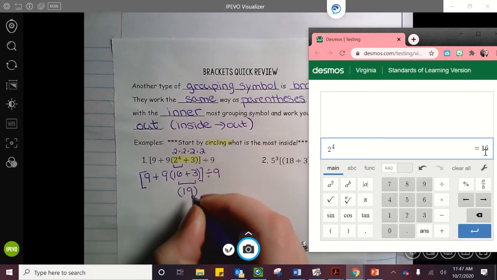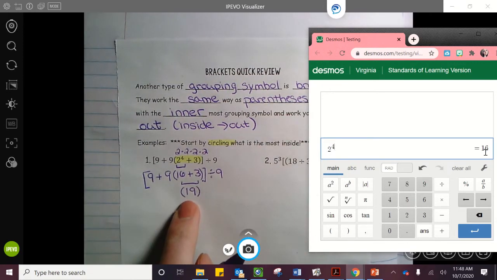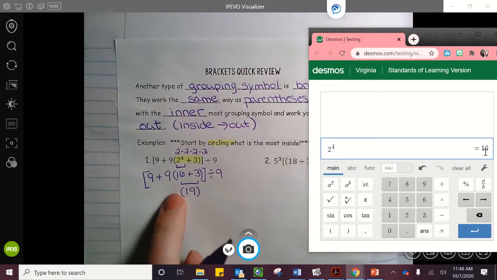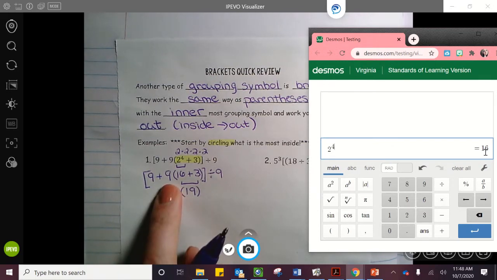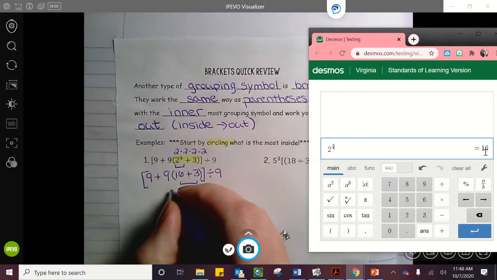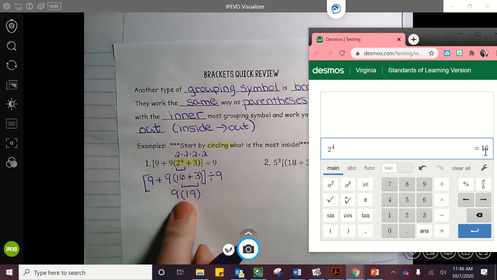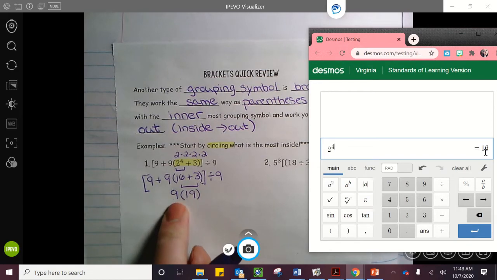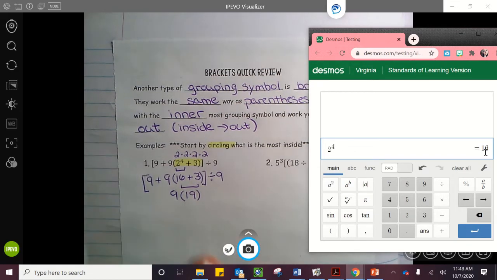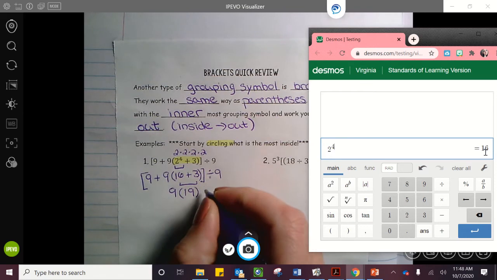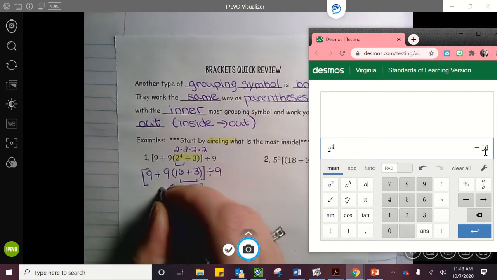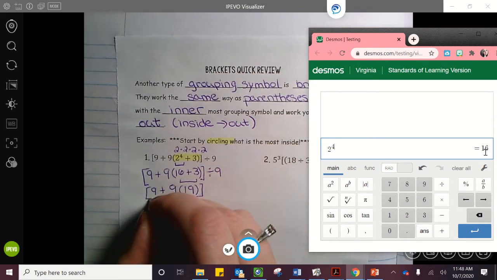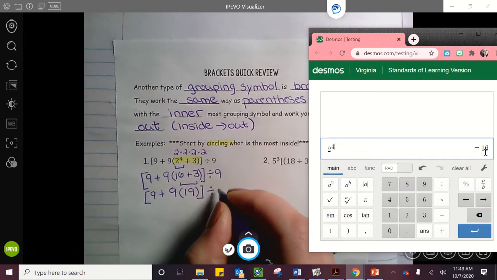Now you can drop the parentheses at this point if you want because I have solved everything in them, but I'm going to keep them to show the multiplication between the 19 and the 9. If you drop the parentheses, you have to show some type of multiplication, whether it is doing that little X for the times symbol or the dot for the times symbol. You have to show multiplication. Otherwise it would look like 919, which is not correct. And I want to make sure to carry down the brackets and everything else around that I haven't already solved.